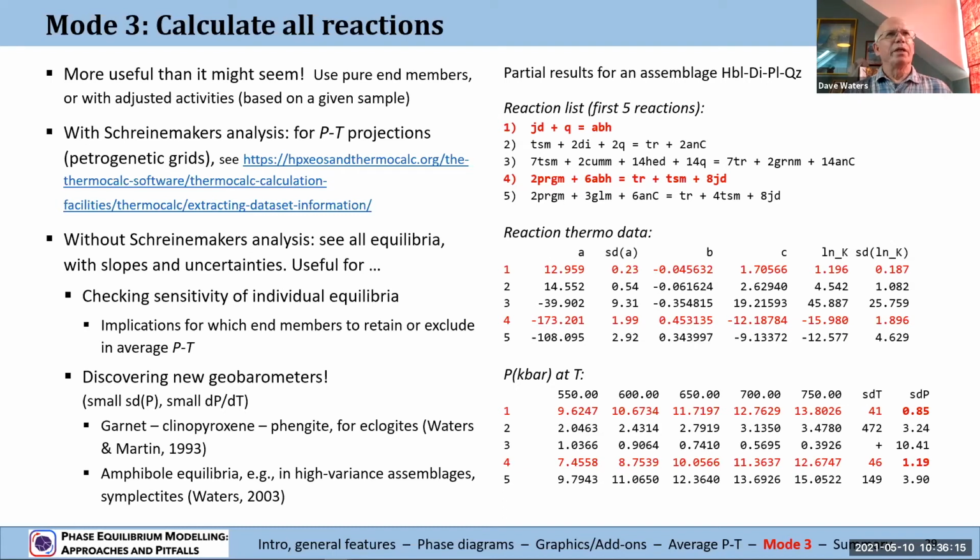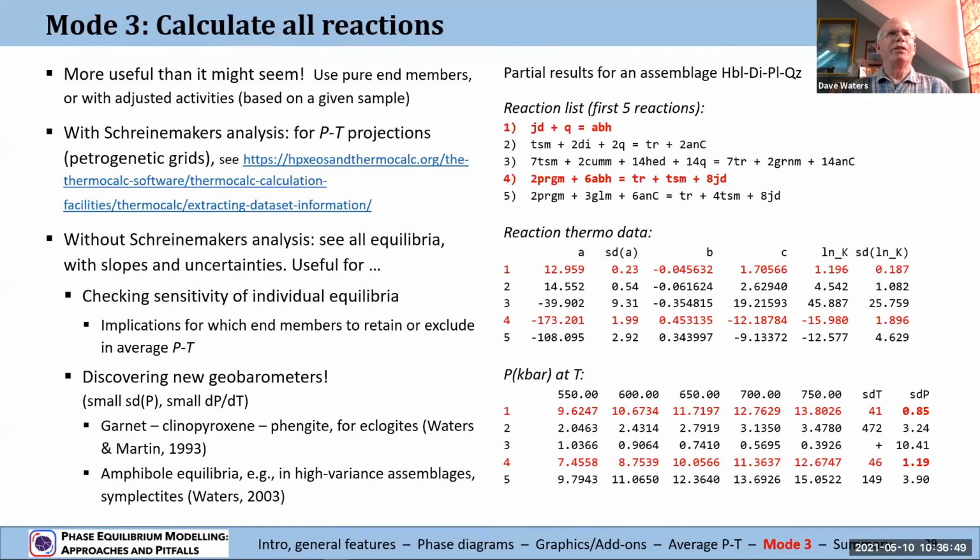And you can also do it without Schreinemakers analysis and simply see them all without the intersections. It'll give you the slopes and uncertainties on them. And that can be handy for checking the sensitivity of individual equilibria. I have used it for getting hints and implications about which end-members are going to be useful and reliable and influential to retain, or conversely, ones that are not really going to be very helpful and I might as well exclude from my average PT calculations.